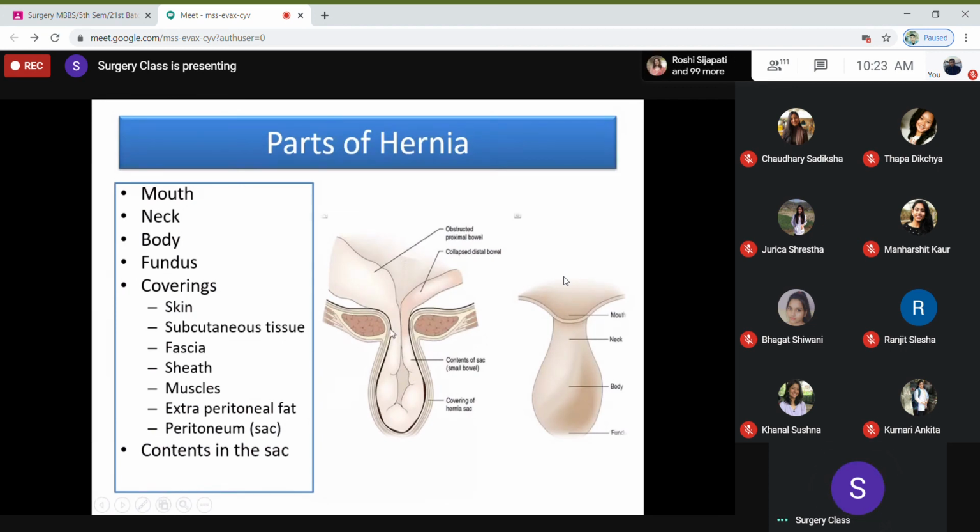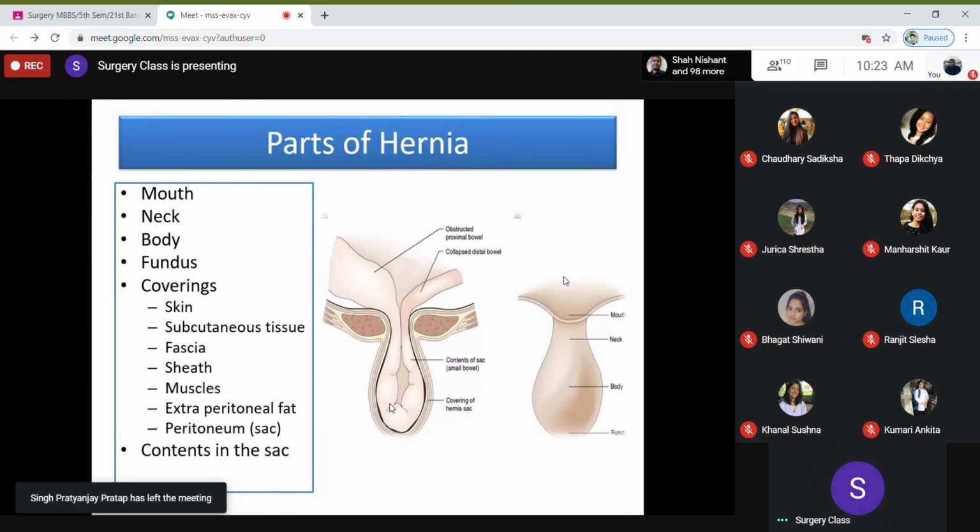This weakness. So all the layers like skin, soft tissue, fascia, muscle, extraperitoneal fat, the peritoneal sac, and then there is the content of the sac. So if you see from the outside, there will be skin, soft tissue, fascia, muscles, extraperitoneal fat, then peritoneum, which is the sac, and the content. So these are the parts and content of a hernia. That's what you have to remember.